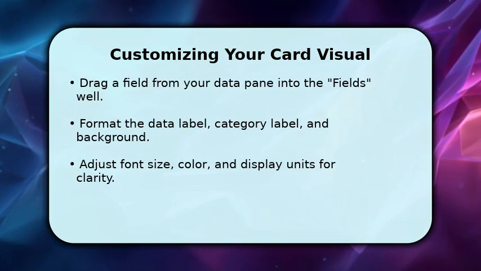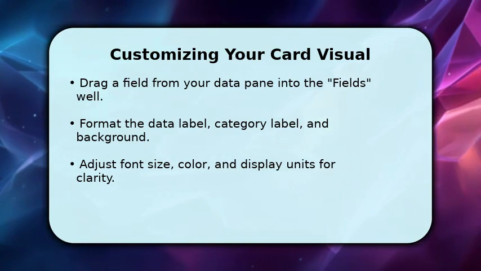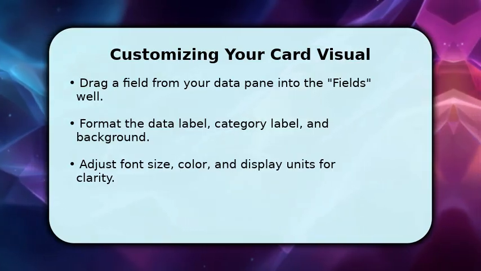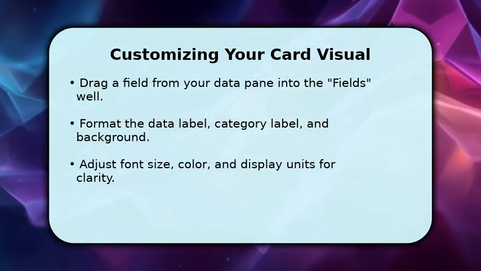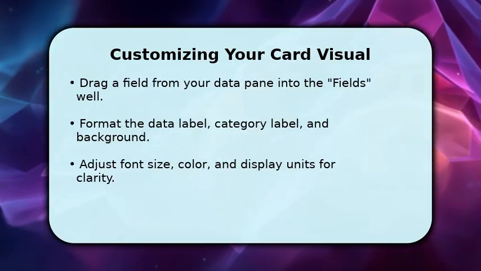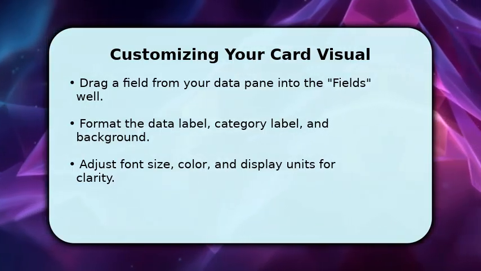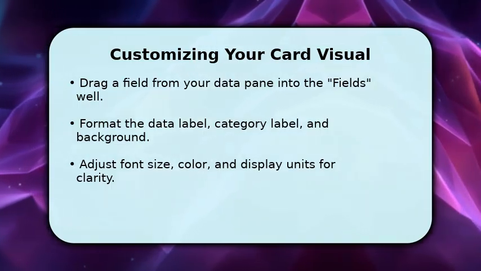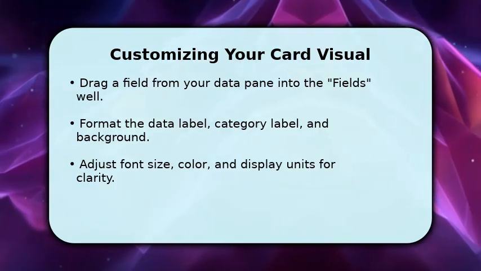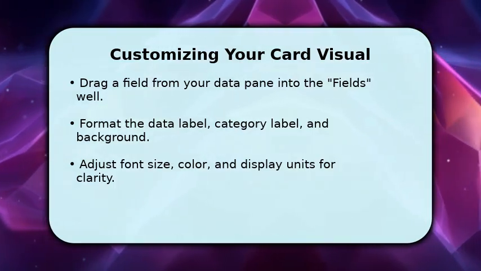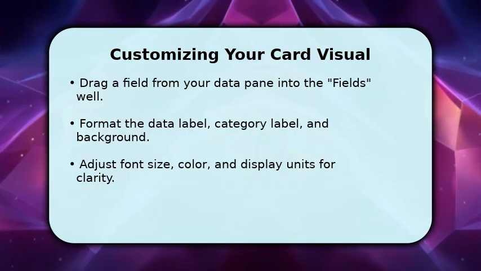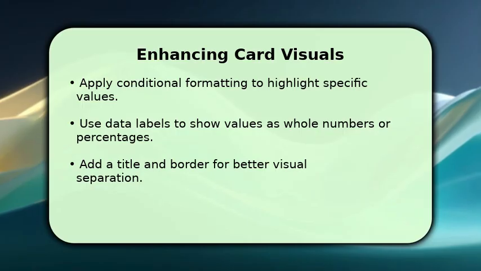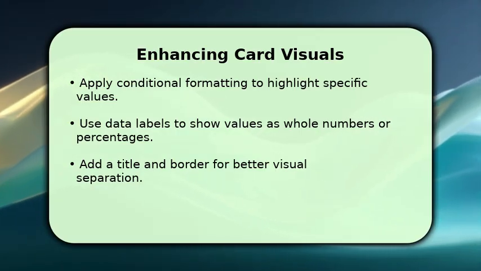Once your card visual is on the canvas, the next step is to add data. Simply drag a numerical field, such as total sales or profit margin, from your Fields pane directly into the Fields well of the card visual. Power BI will automatically display the aggregated value. Then, use the Format pane to adjust the data label's font size, color, and display units, perhaps showing values in thousands or millions. To make your card visuals even more impactful, explore advanced formatting options.